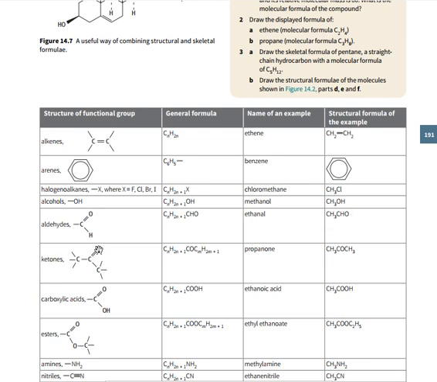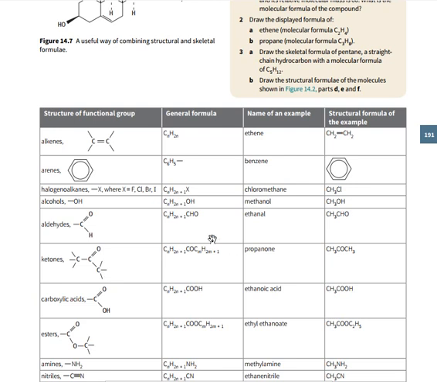The next one is a ketone. Here you have this molecule with a double bond O, and you have CnH2n+1 and then CO, and CmH2m+1. So these are the ketone groups. You need to know that there is an alkyl group here, and an alkyl group here.